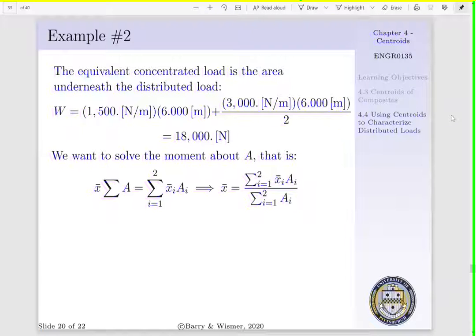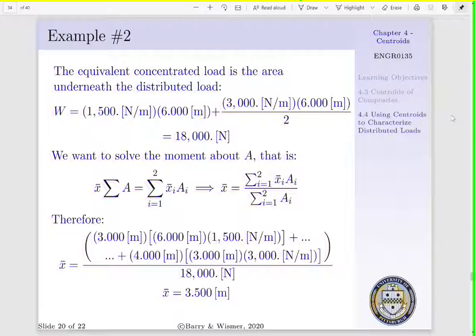Now, to solve for the moment about A, we want to look for x bar. And we can say x bar times the sum of our areas is equal to the sum from i equals 1 to 2 of x bar i A i, where x bar is equal to the sum from i equals 1 to 2 of x bar i A i, which represents the sum of our moments about point A due to each of our unique shapes, per the sum from i equals 1 to 2 of A i, our total area, i.e. the magnitude of our distributed load.